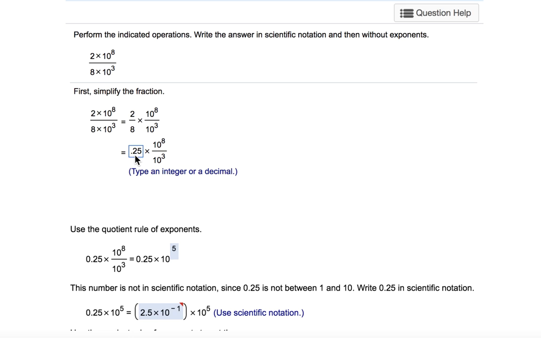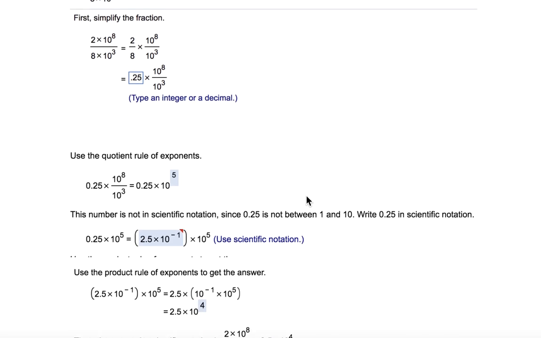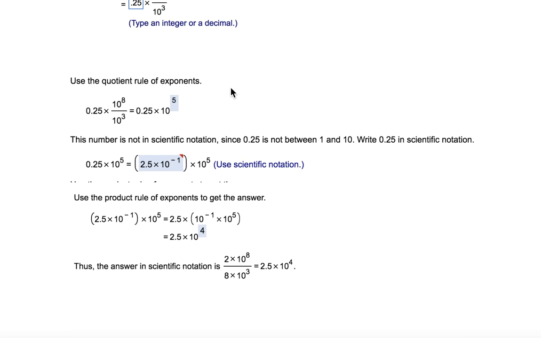And when you do 2 divided by 8 on your calculator, you should get 0.25. And it even says you have to have an integer or a decimal. It cannot be a fraction. Then I came down a little bit farther here. Here is my problem. I took 0.25 times 10 to the 8th over 10 to the 3rd. And I subtract these exponents. Because the base is 10 in both of them, I'm going to subtract 3 from 8 and I get 5. So here's my problem. 0.25 times 10 to the 5th.